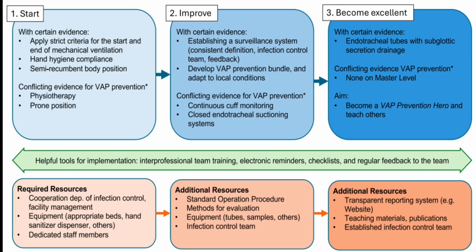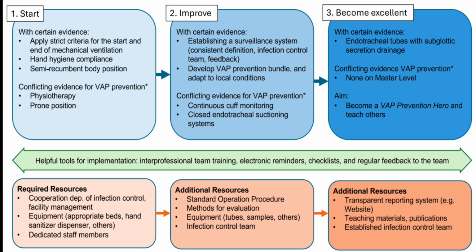To wrap up, remember that ventilator-associated pneumonia, or VAP, is a critical challenge in ICU care. Preventing it requires a staged approach, moving from basic to advanced practices. 1. Start with the essentials. Strict criteria for ventilation, hand hygiene, and patient positioning lay the foundation. Though some measures like physiotherapy and prone positioning have mixed evidence, they can still play a role.